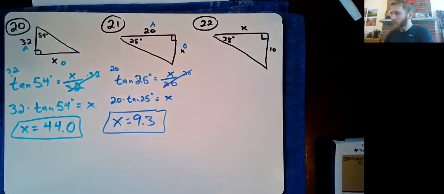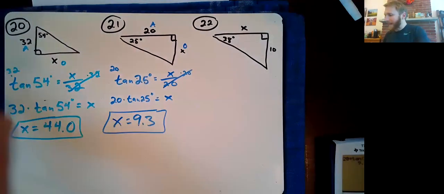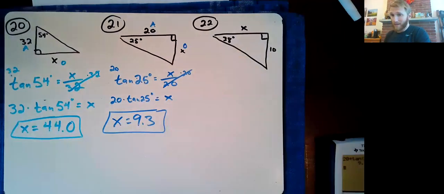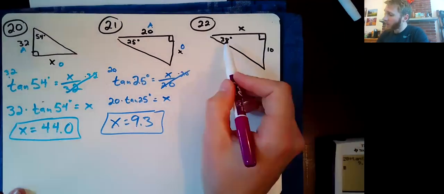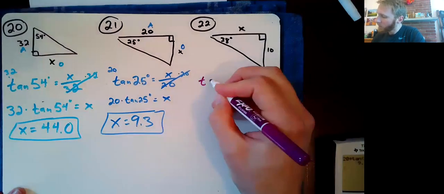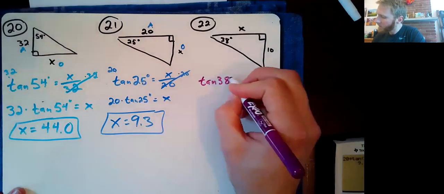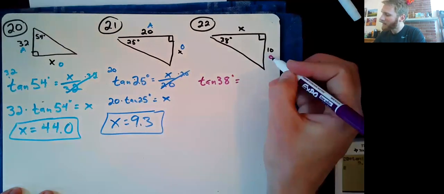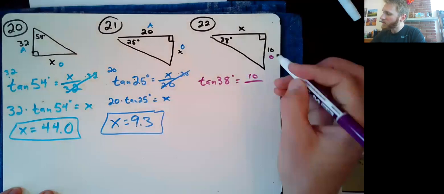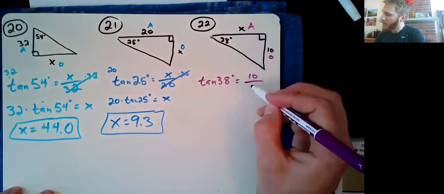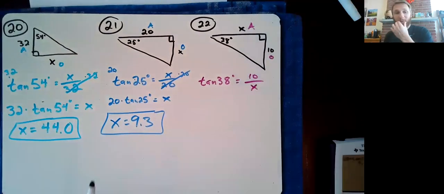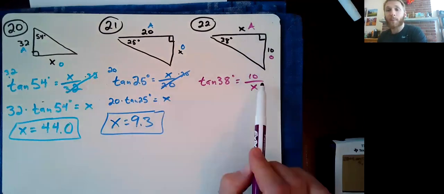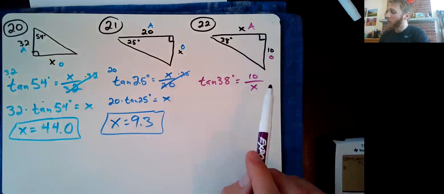Great. Third example. Again, I have an angle and I have two sides. The one side is not given though, but the other is. So again, I want to set up tangent of the angle, tangent of 38 degrees, equals the opposite side. In this case, opposite is 10 over the adjacent side, where adjacent is x. There's one big difference here. You might notice in the previous examples x is on the top, but here x is on the bottom. That's okay. You want to solve it the same way.